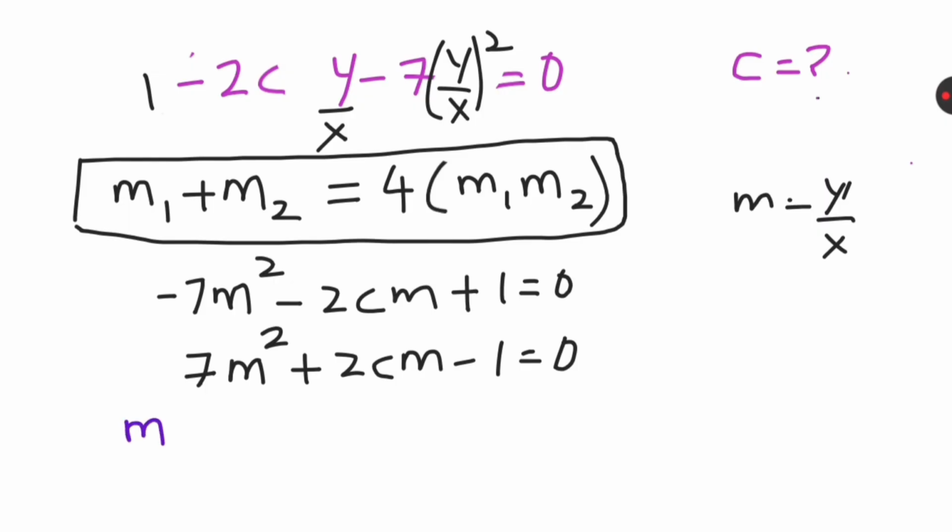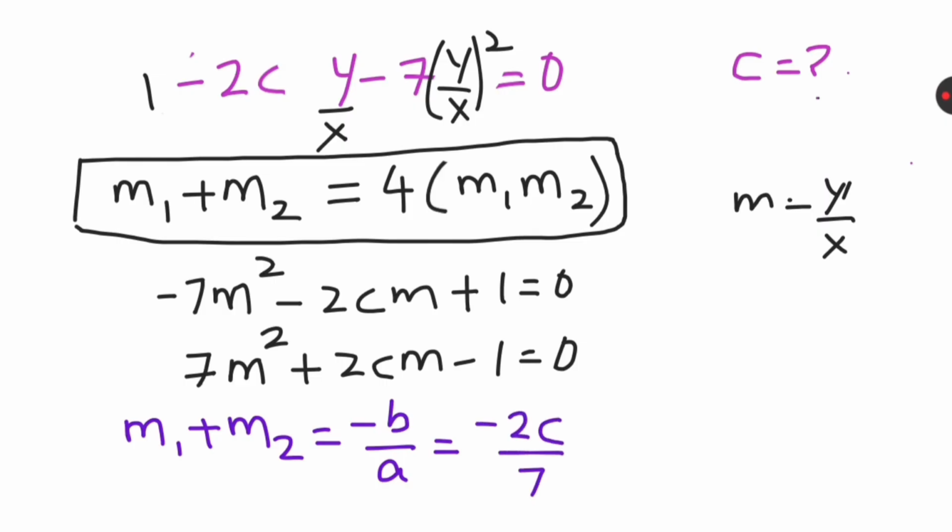So what is the sum of the roots? The formula is minus b by a. So here what is b? The b is 2c and a is 7, isn't it? What is the product of the roots? m1 times m2 is equal to c by a. What is c? Minus 1, and a is 7.